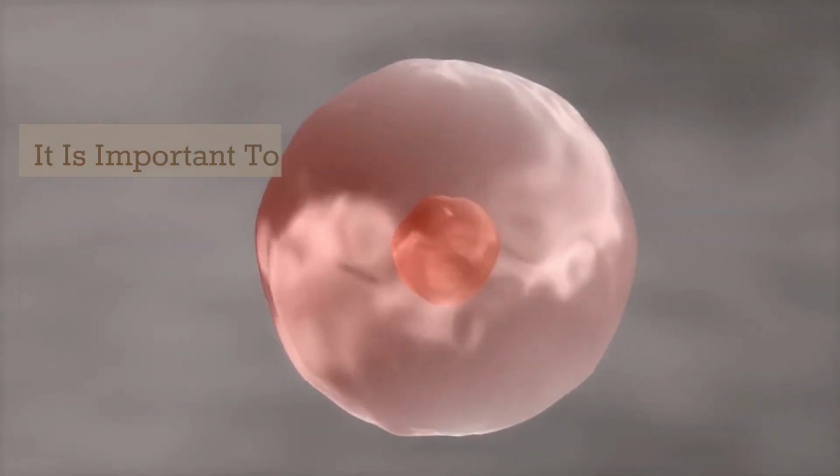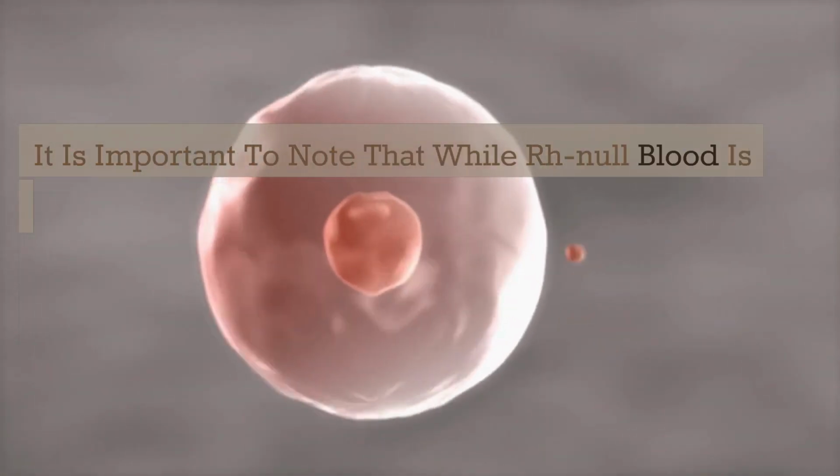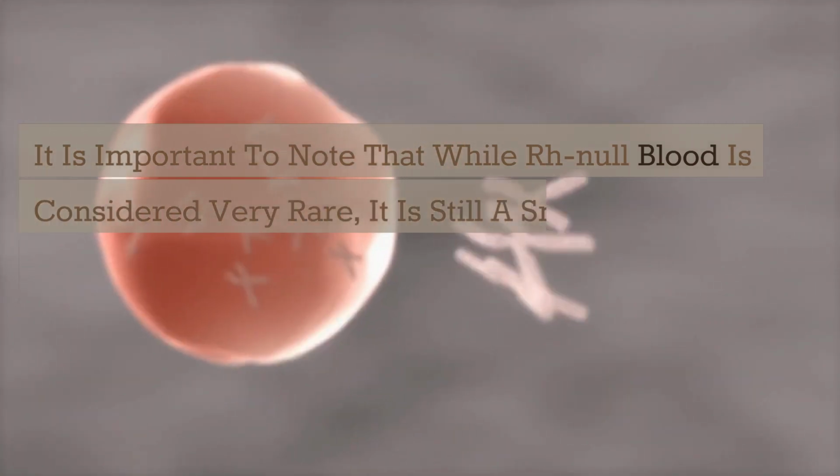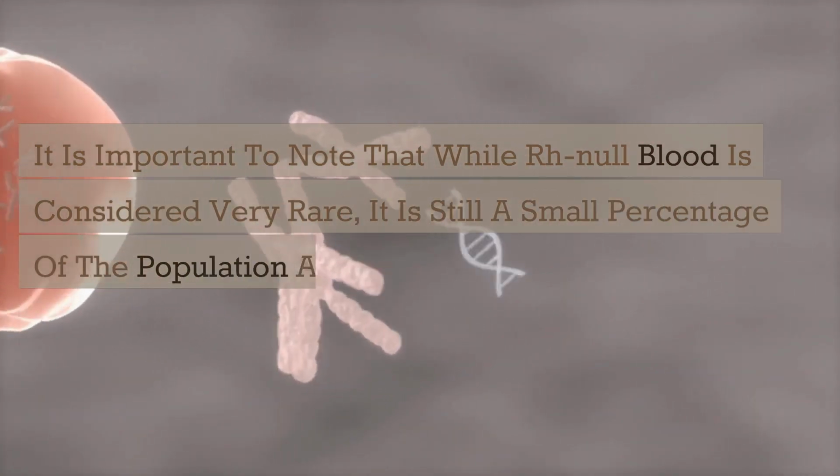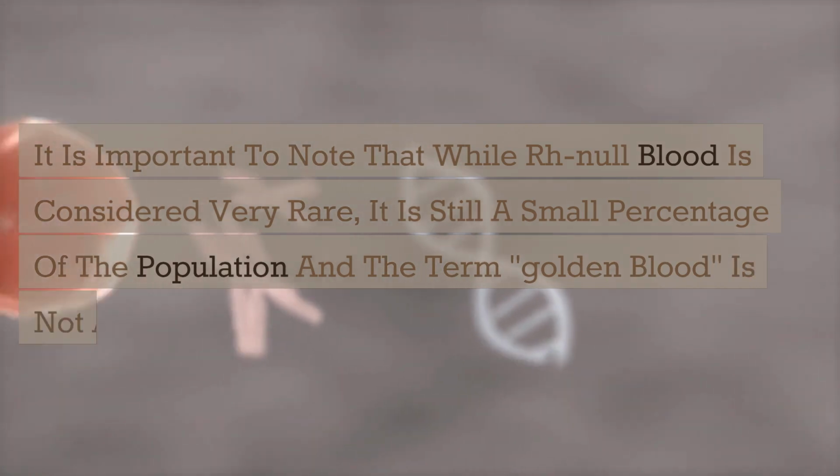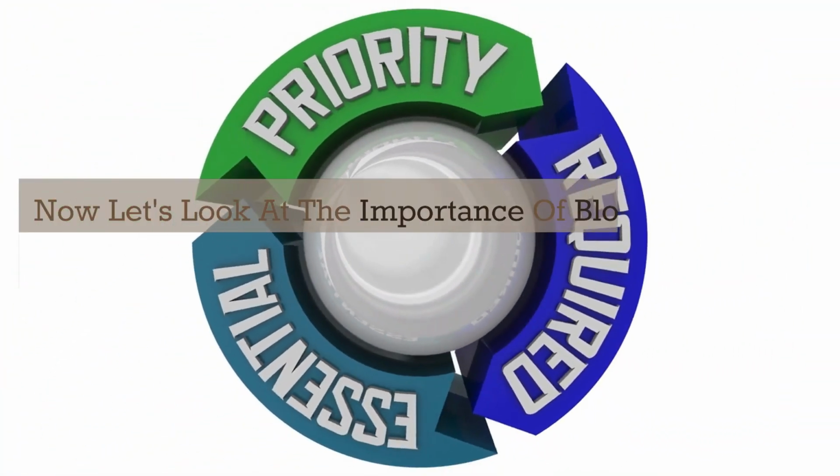It is important to note that while Rh null blood is considered very rare, it is still a small percentage of the population and the term golden blood is not an official medical term. Now let's look at the importance of blood grouping.